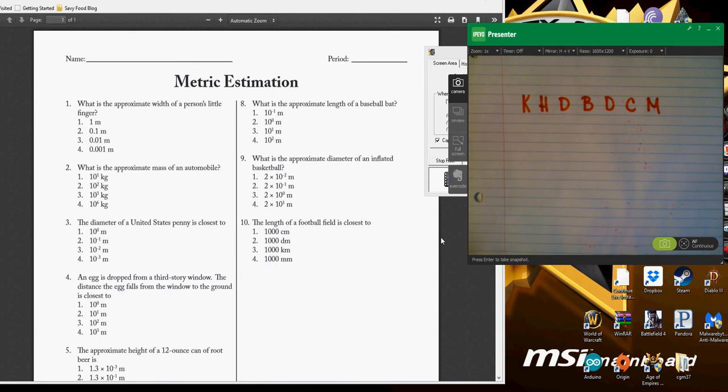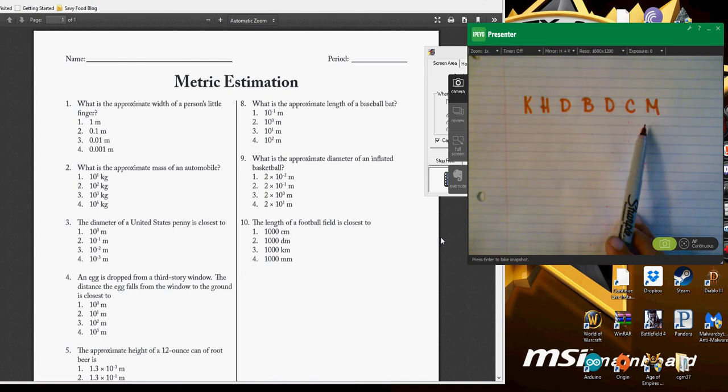So if you have trouble with that, a good way to do that is by using something that you should be familiar with and have seen before, which is King Henry died by drinking chocolate milk. So that process there can help you with conversion. So this is kilo, hecta, deca. This is your base unit. This is deci, centi, and milli.